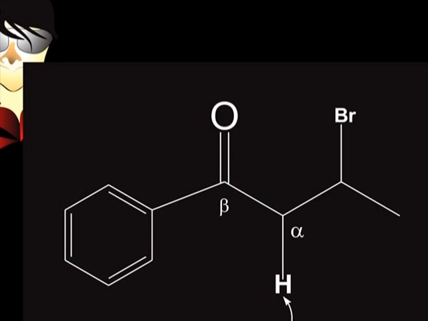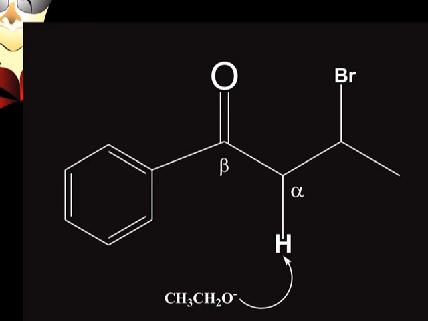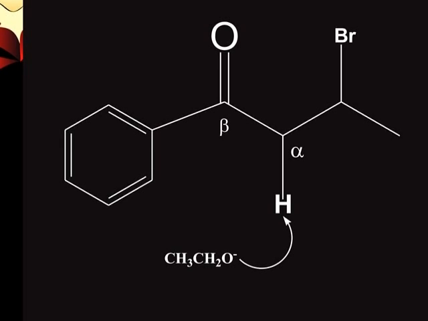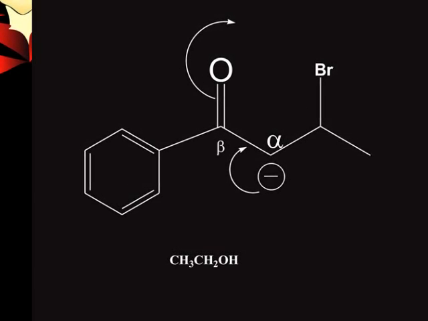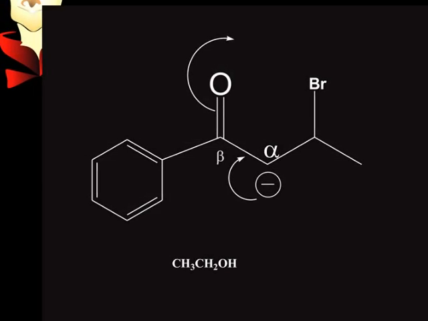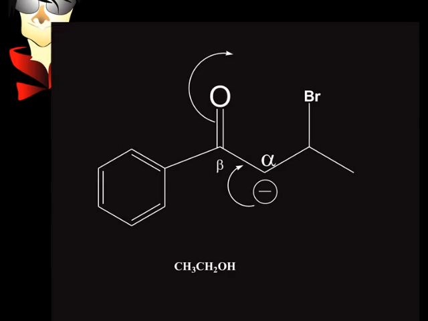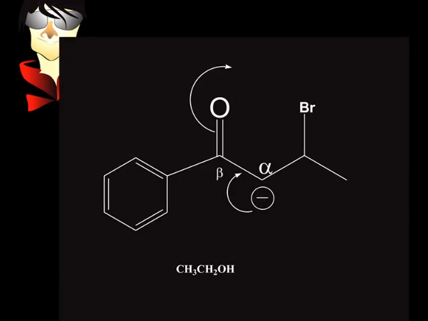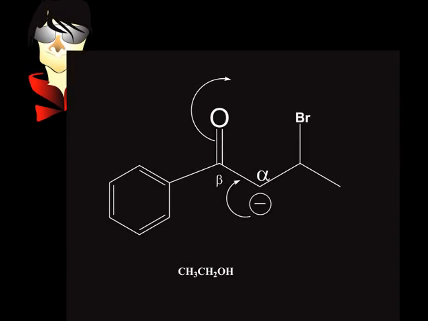Now, since the hydrogen is acidic in nature, ethoxide, a base, tends to attack this acidic hydrogen, creating a carbanion-like situation. The carbanion formed at the alpha position is stabilized by the presence of the keto group at the beta position, and also the carbon-bromine bond. Both have a minus I effect which stabilizes this carbanion. Moreover, the carbanion is in conjugation with the C=O double bond, which implies that it is delocalized due to resonance.